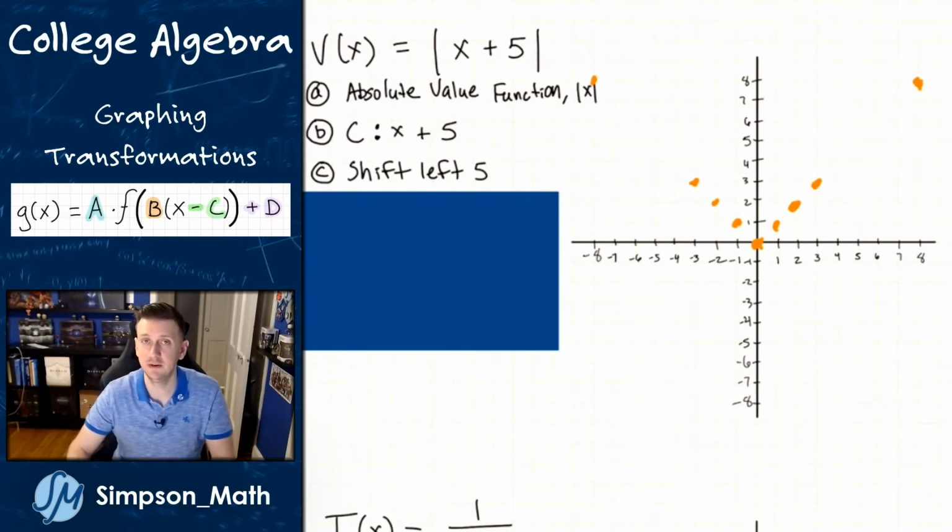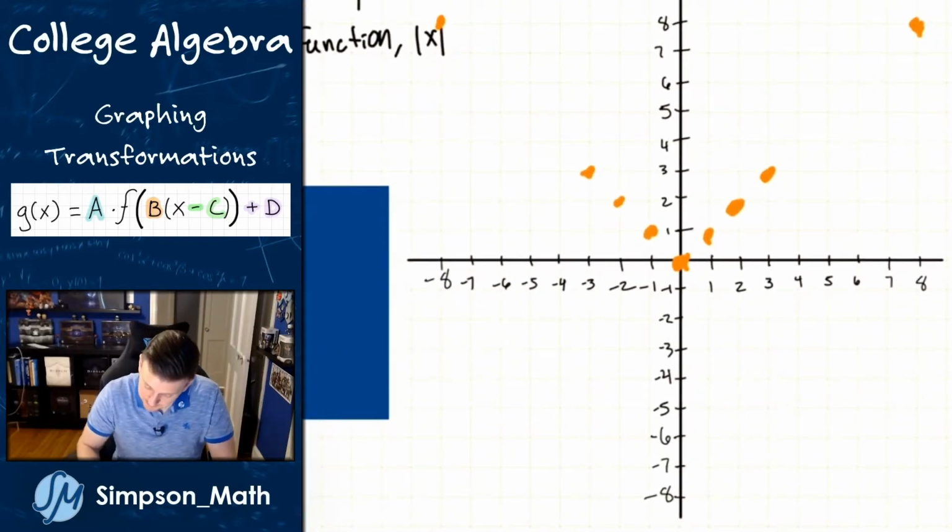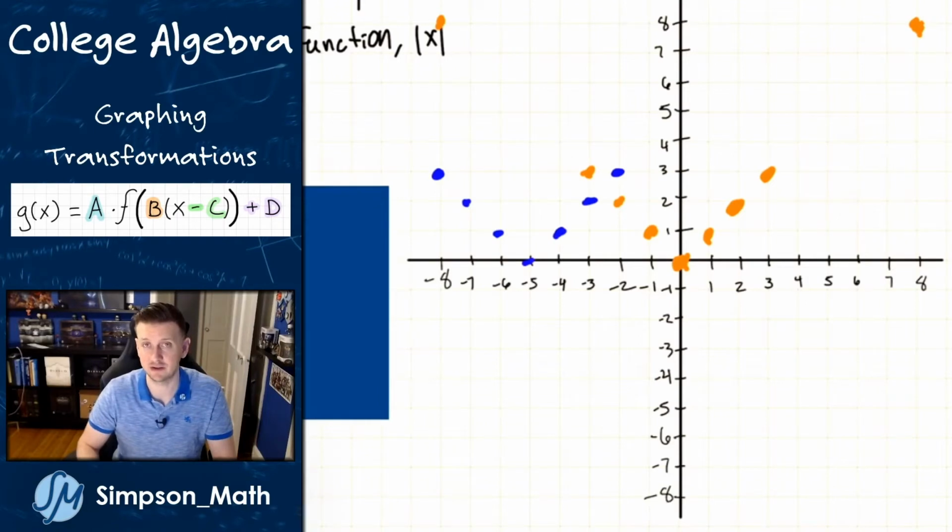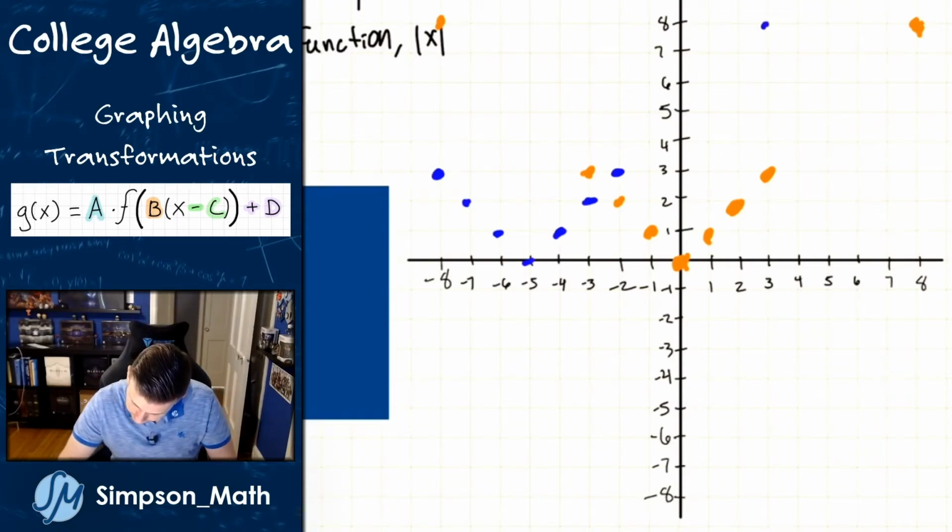All right, so there's our absolute value, and we're going to move it left 5. So take every dot and move it left 5. So I'm going to go left 1, 2, 3, 4, 5. You should see that at this point I'm not having to count anymore because I can rely upon the pattern of dots once I placed one. And move over that one.